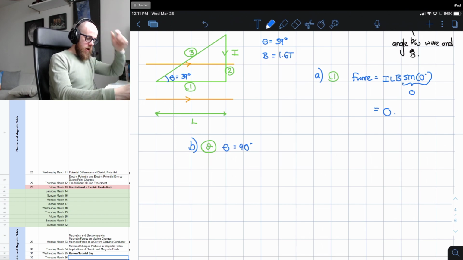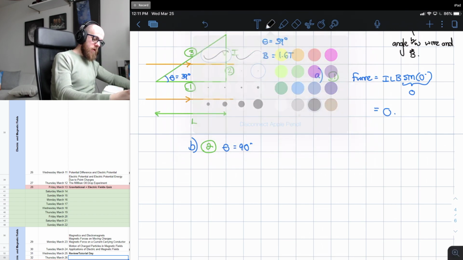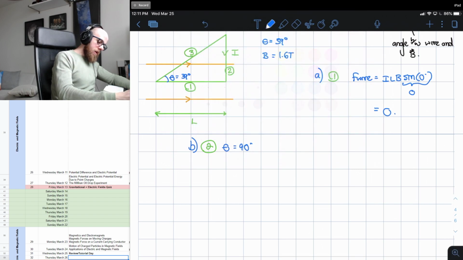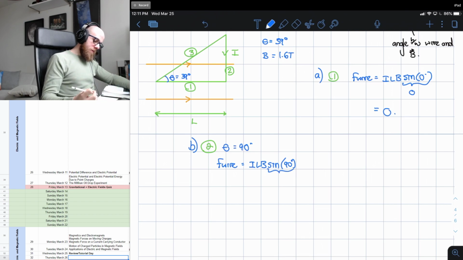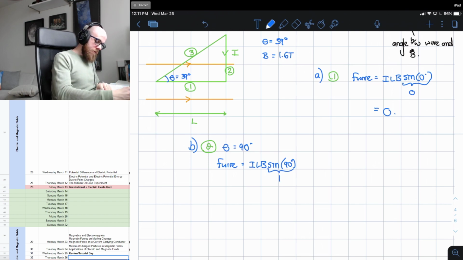And so I can calculate the force exerted on this wire. F wire equals ILB sin of 90 degrees, and sin 90 is just 1. That tells me that F wire is just equal to ILB.